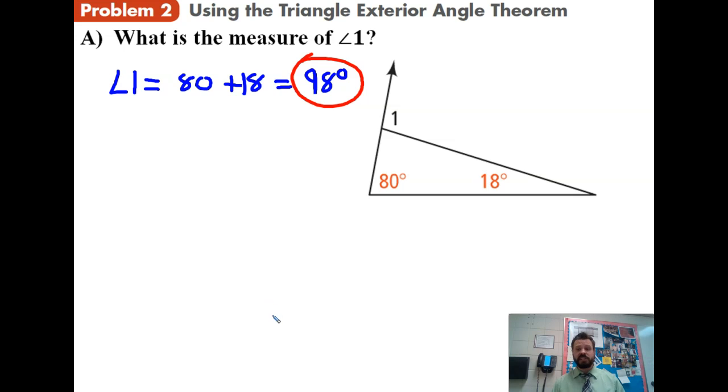All right, so pretty simple question when we have that theorem. Now, we actually don't need that theorem for this question. If you forgot it, you could still do it. And basically the way I'd do that is I'd find this other interior angle on the triangle by going 180 minus 80 minus 18, which would give us 82 degrees. And then once I have that, I can use the linear pair right here to go 180 minus 82, I'd get the same 98. Okay, so the theorem's a nice shortcut, but it's not actually necessary.